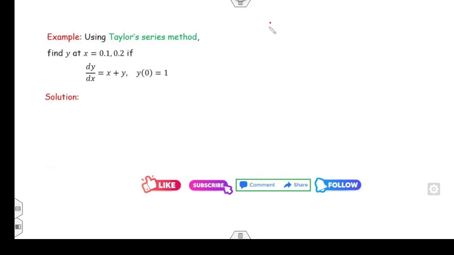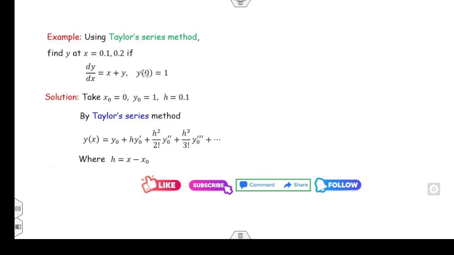Look at the next one. Again, can you say the Taylor method is applicable? Yes, because the function is continuous and differentiable. Yes, the Taylor series is applicable. Firstly, I will find the values at the point 0.1. So your h will be 0.1 minus 0. Then based on the Taylor series, we can find its derivatives.